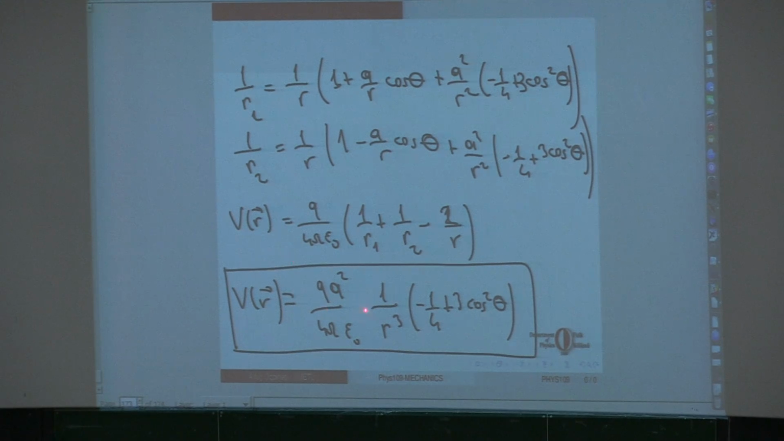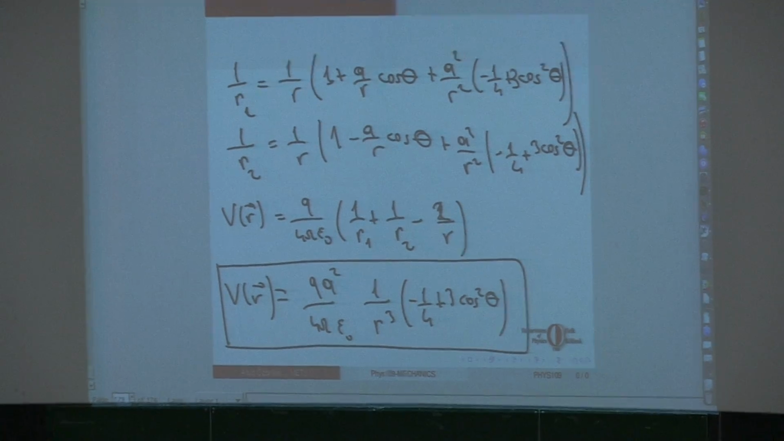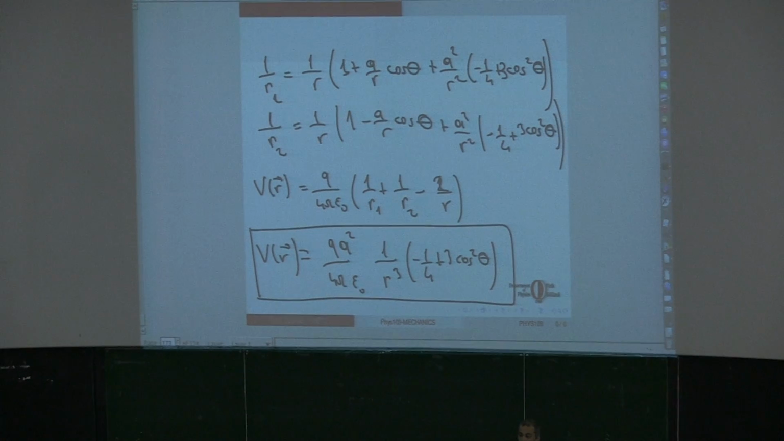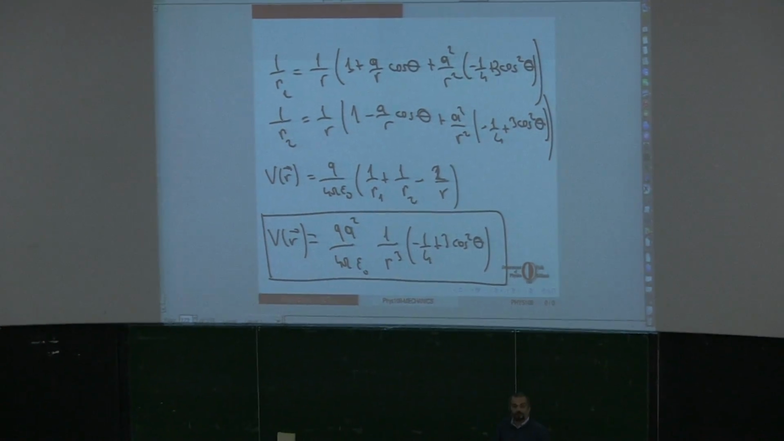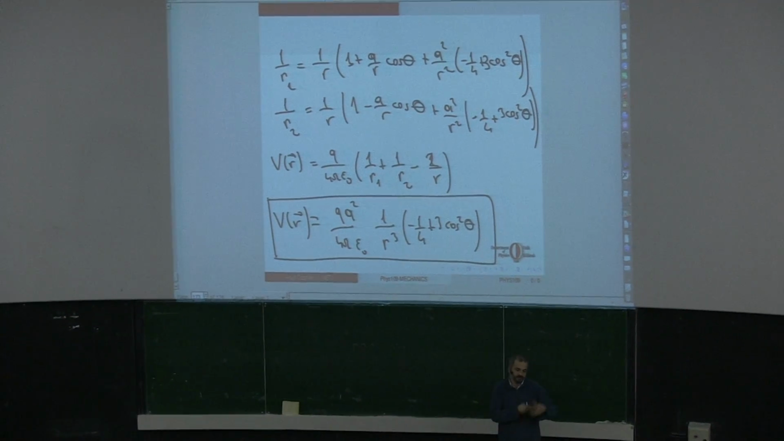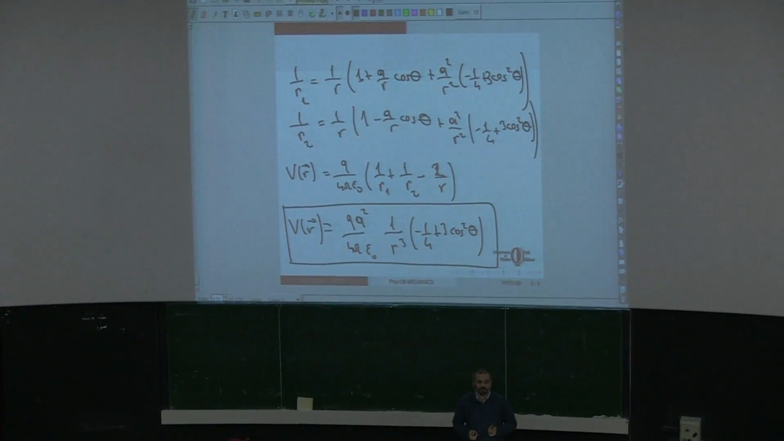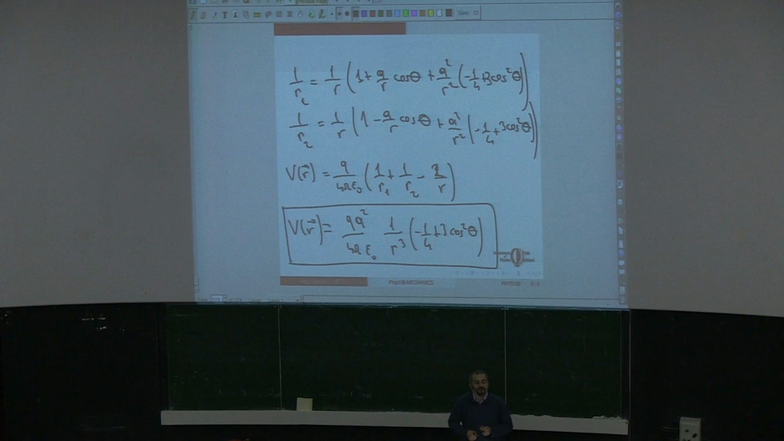And here you will see another coefficient, this q a squared. Whatever property you calculate for the system, the first correction will always be proportional to q a squared. Like in the case of the dipole, the properties of the dipole always turned out to be proportional to q times the separation of the dipole. Now here it always turns out to be proportional to q a squared, which is given some other name. But we will not be going into that detail. You will do that in your third year.